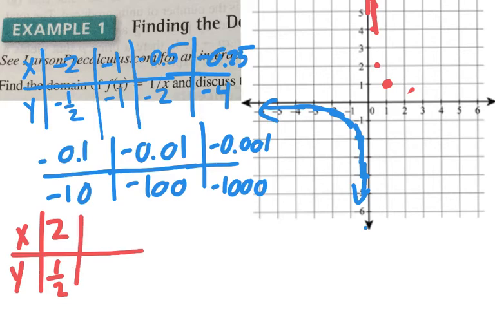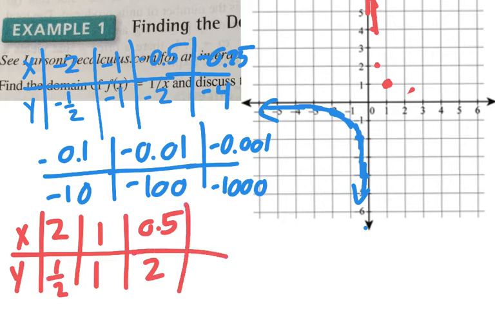Now if I get closer to 0, so if I plug in 1, what's the y value? Well, 1 over 1 is 1, so I have the point (1, 1) on my graph. Okay, get even closer to 0. What if I plugged in 1/2? I would get 2. What if I plugged in 1/4? I would get 4.